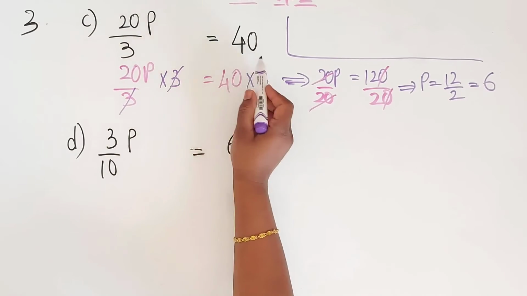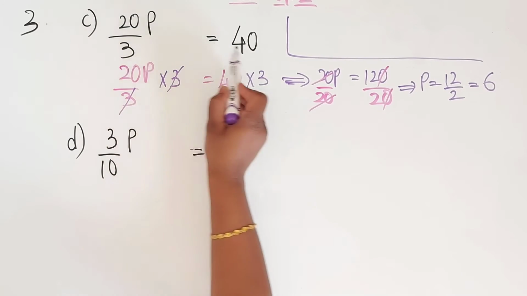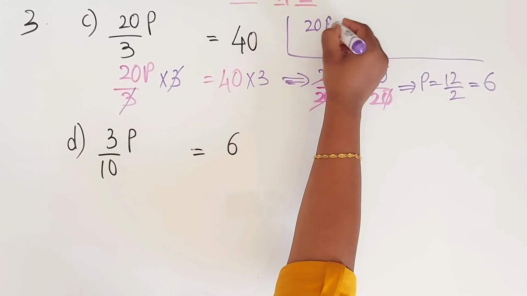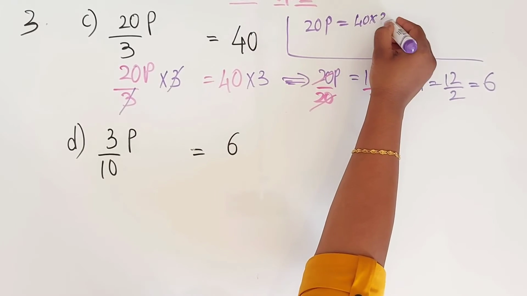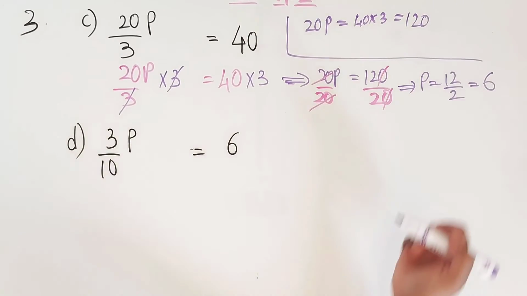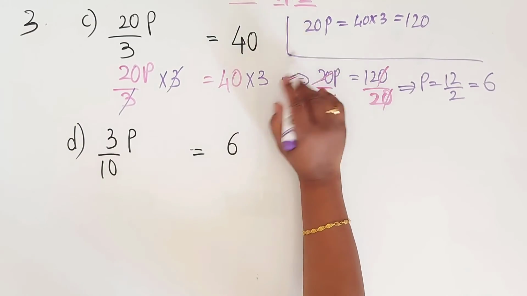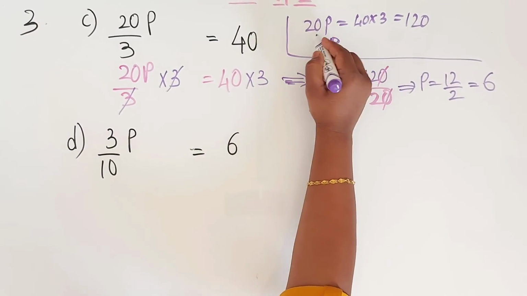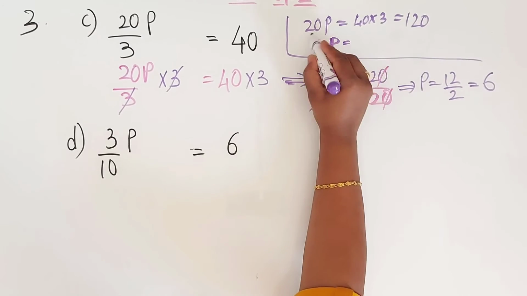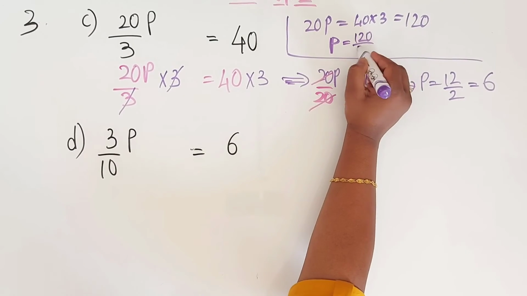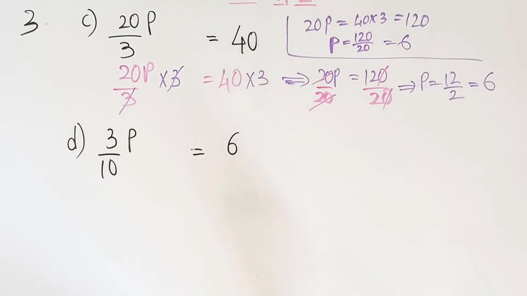20p by 3 equal to 40. If you send this 3 to right hand side, 20p equal to 40 into 3, that equal to 120. Correct? Now we want only p, not 20p. So send this 20 also to right hand side. It will divide, 120 by 20, that equal to 6. Right, children?